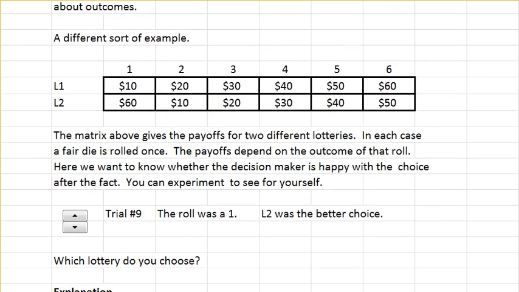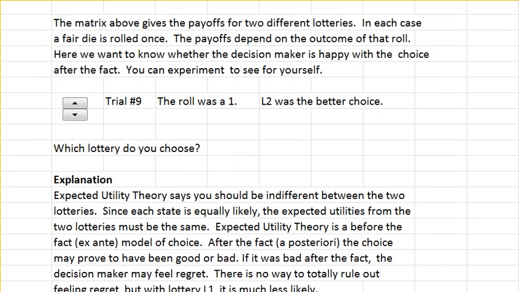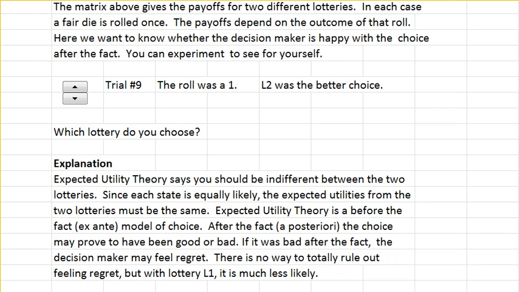So the analysis goes something like this. Expected utility would make you indifferent between the two, but Kahneman and Tversky say after the fact you care about regret. Lottery 1, you're likely to regret less often. It's going to be right 5 out of 6 times. Lottery 2 is right only 1 out of 6 times. So for regret minimization, you choose lottery 1.